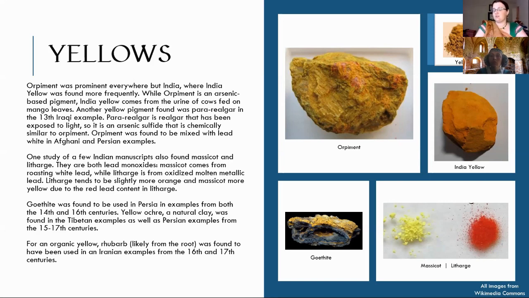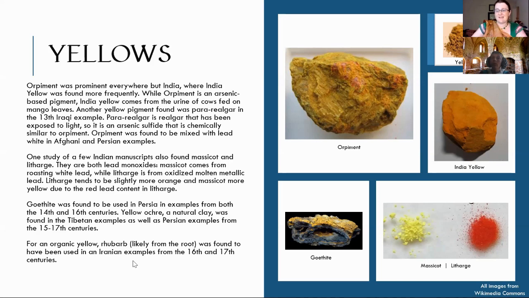So if you roast white lead, you get massicot. If you oxidize molten metallic lead, you get litharge. And I've got those in the bottom right corner. You can see the crazy difference in those 2 colors. And then gurutite, like I said, the MacGyver of minerals, because it does come in yellow. Essentially, I feel that if they found a mineral in the color they needed, they would use it.